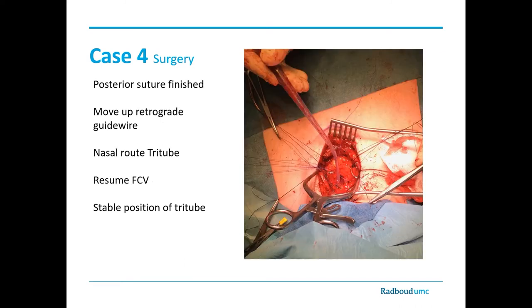So after the posterior part of the anastomosis was finished, the surgeon didn't really need the endotracheal tube for support anymore, so we performed another tube exchange. The surgeon moved up a retrograde guide wire, and it came out the nasal route. So then we decided also to place the next Tritube via the nasal route, and that gave us a more stable position actually. Then we resumed flow-controlled ventilation, and the surgeon could finish the anterior part of the sutures.